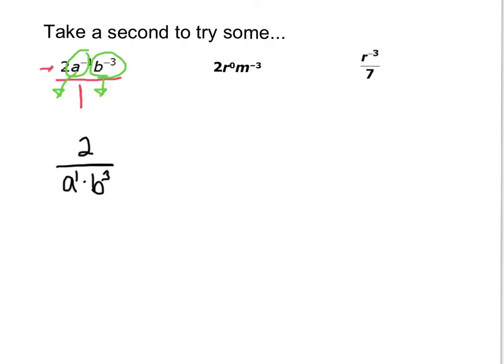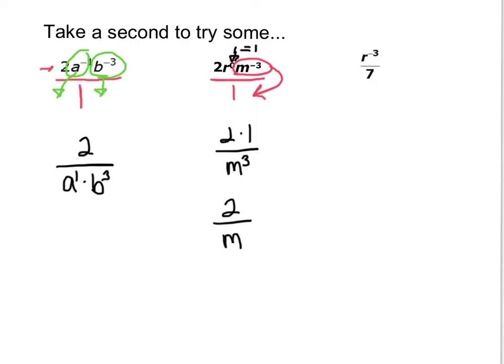2 times r to the 0 power times m to the negative 3. Put it over 1. Well, the r to the 0 power, we know that just equals 1. This piece right here is going to move down. So we get 2 times 1 divided by, since the m moved down, m to the power of positive 3 now. And so we have 2 over m to the third power, because we know that times 1 doesn't really mean anything.